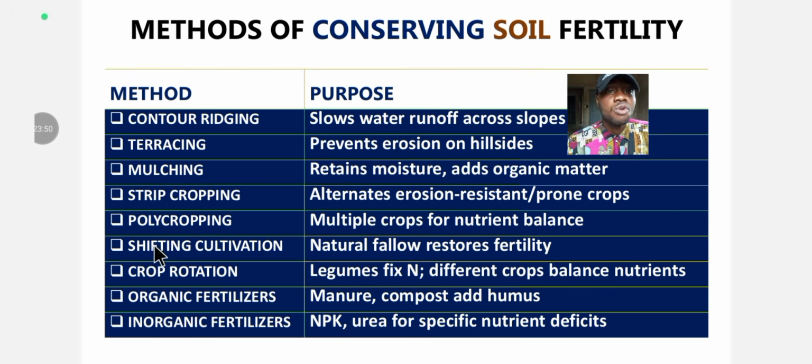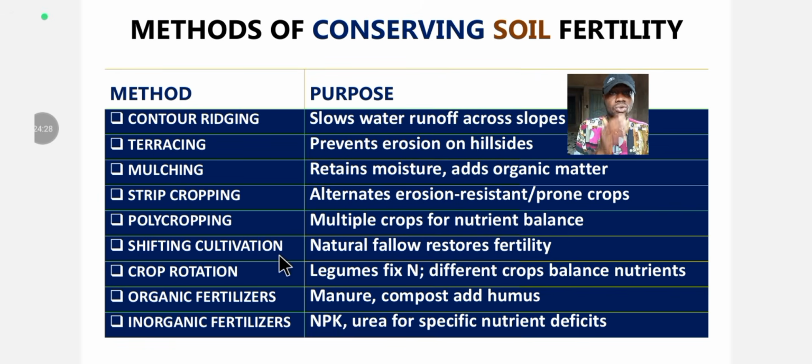You also have polycropping, planting multiple crops for nutrient balance. If you plant only one crop, it will deplete all the nutrients that particular crop uses. That particular nutrient will be depleted and finished in the soil. So when you polycrop, it helps conserve nutrients better. The next is shifting cultivation. It's a natural fallow. Some textbooks will say bush fallowing. It's a natural fallow that restores fertility. So that is shifting cultivation.